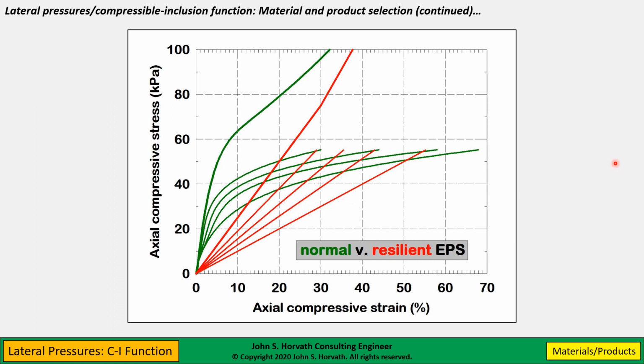So, sum it all up. In compressible inclusion applications, resilient EPS is preferred over normal block molded EPS. Number 2, consider an appropriate level of creep. Don't just use the rapid loading stiffness.